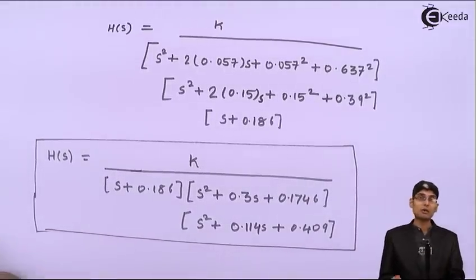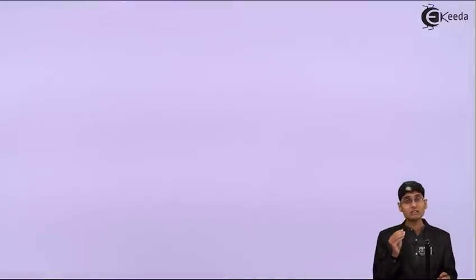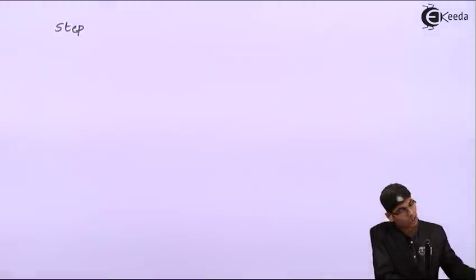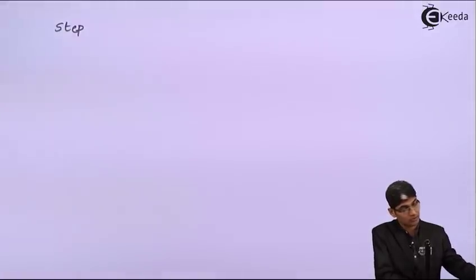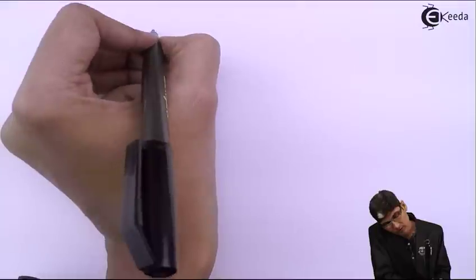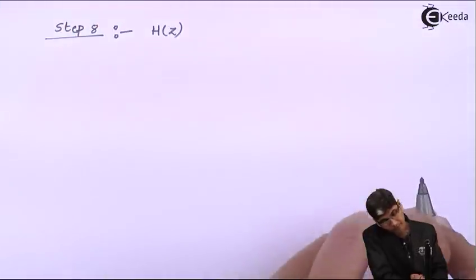But this is not the end of the problem. The problem states that we need to design a digital Chebyshev filter, and we are not supposed to give h of s, but we are supposed to give h of z in this case. So we need to add one more step now. The last step was step 7. So let us go to step 8 now, and let us obtain h of z.